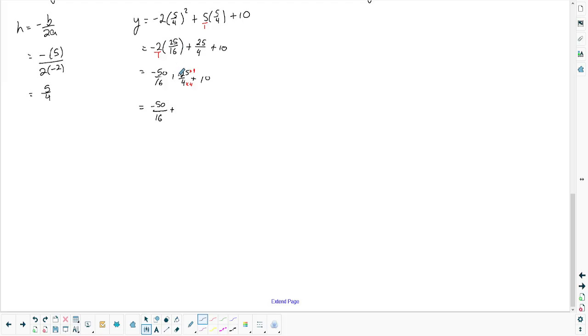to make the common denominator. So 25 times 4 is 100 over 16. And then plus, we have to multiply the 10 by 16 over 16. That will be 160 over 16. And if you add all this together, you get 210 over 16, which simplifies to 105 over 8.